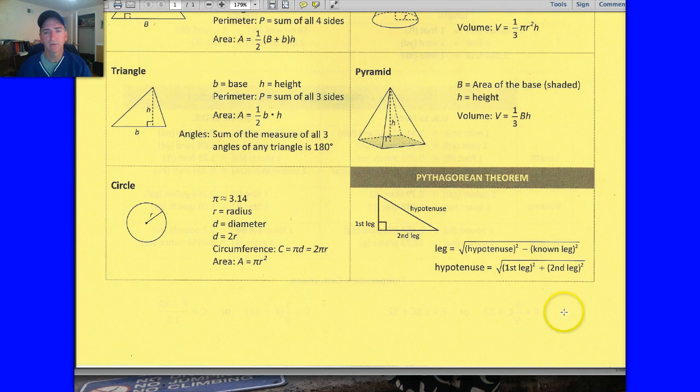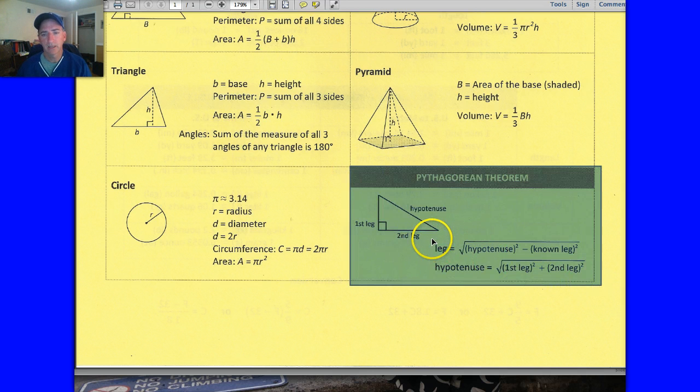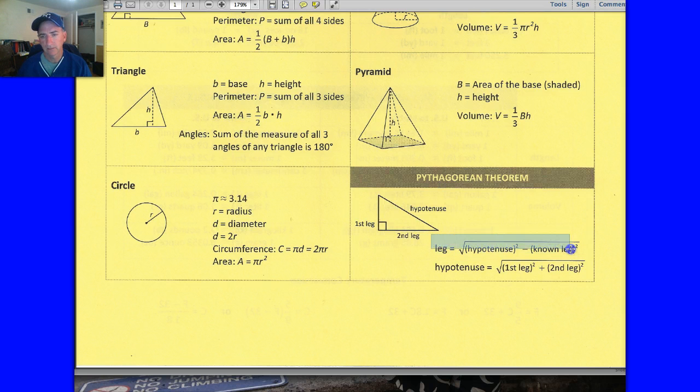If you look at the bottom of your yellow sheet where it says the Pythagorean Theorem, they've given you this box. And within this box, right here, if you're trying to find a leg, one of the legs like A or B, the shorter sides, you can use this highlighted area here. If you're trying to find the hypotenuse, you can use this equation here. And it probably is easiest to do that.